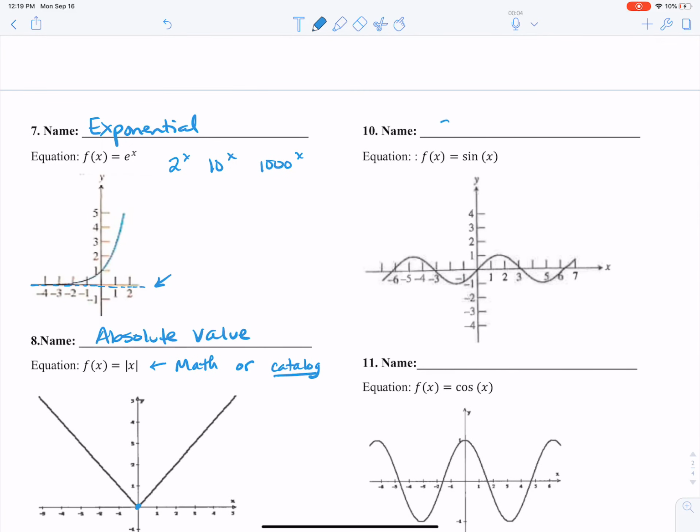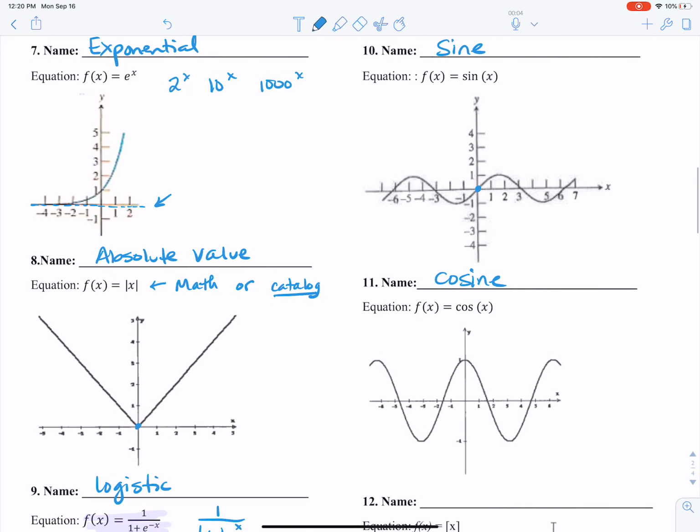Number 10 is the sine function. Number 11 is the cosine function. You need to know the difference between these two. The y-intercept is at 0, 0 for sine, and it's at 0, 1 for cosine.